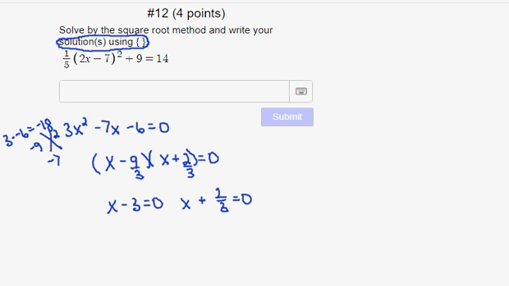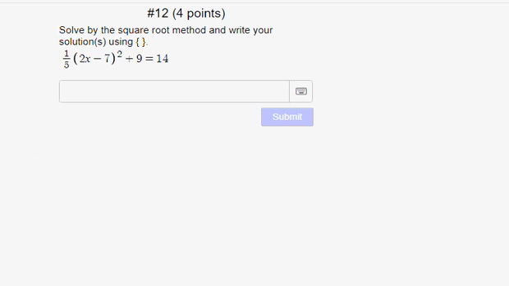All right, same thing here. We have to write our solution set in the brackets. Let's go ahead with this one, our square root method. This is straight out of lesson 1. All right. So first of all, we need to isolate this squared portion because that's where our variable is. Isolating that, let's go ahead and subtract 9 from each side.